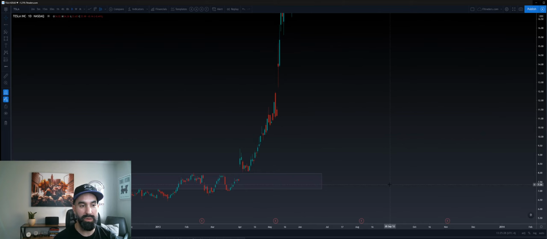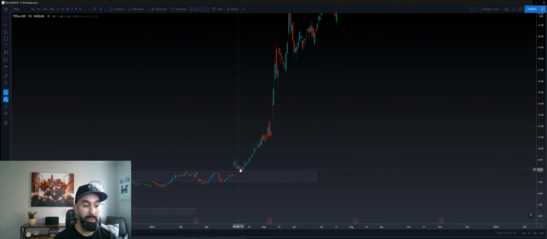Now let's go look at this new cycle in the stock. As you can see, major impulsive move, major breakout happening here.